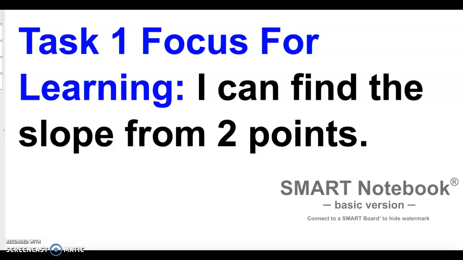So, task 1, focus for learning. I can find the slope from 2 points. Last week we talked about finding the slope with those slope intro stations. We did a little bit of work with the slope with that, and we're going to do some more work with slope this week.